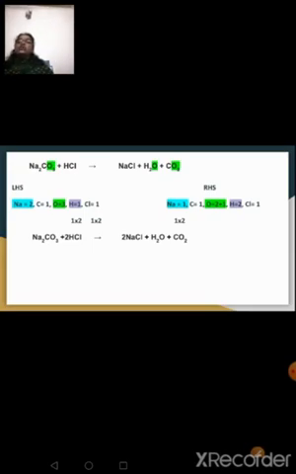Sodium is 2 on the left hand side, and on the right side your sodium is only 1. Then your carbon is 1 on the left hand side, and on the right hand side also it is equal to 1. Oxygen is 3 on your left hand side. On the right hand side also you have 3. How 3? With carbon dioxide you have 2 atoms of oxygen, and with water you have 1 atom of oxygen. So when you add that you get 3 atoms of oxygen. Hydrogen is 2 on the right hand side and 1 on the left hand side. Chlorine on both the sides is equal to 1.